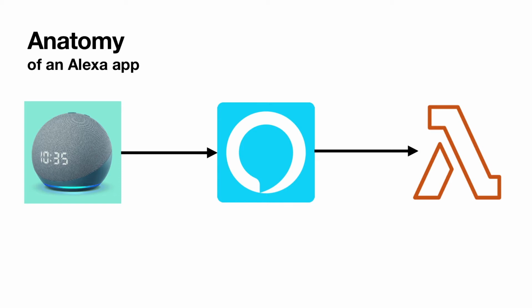When Amazon Alexa finishes processing your speech, the signal will be sent over to the Lambda function, which we will go into detail later. And the Lambda function will produce a response that will be sent back to Alexa, and Alexa will deliver the response to your Echo device.